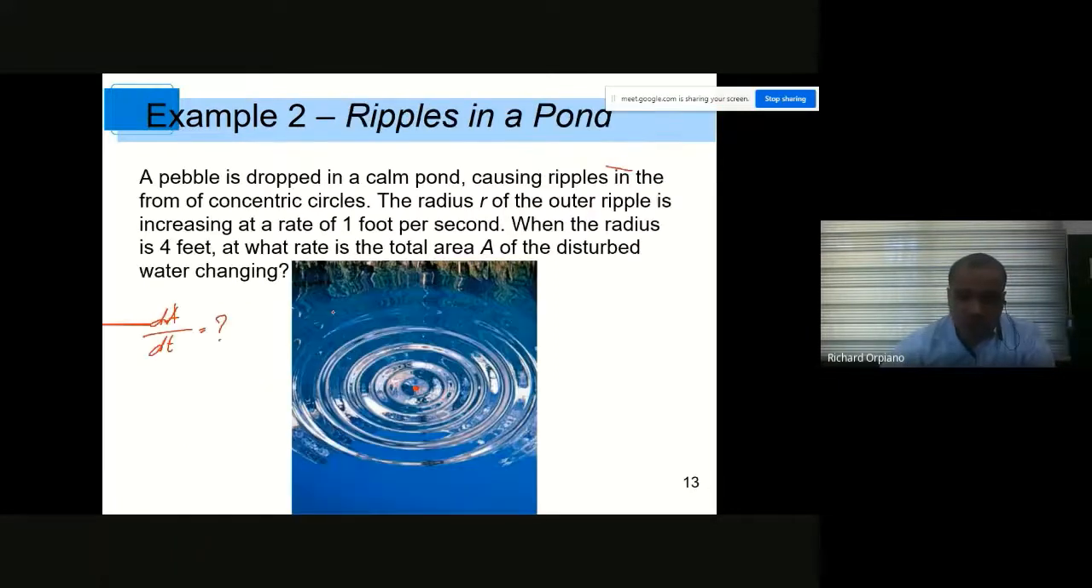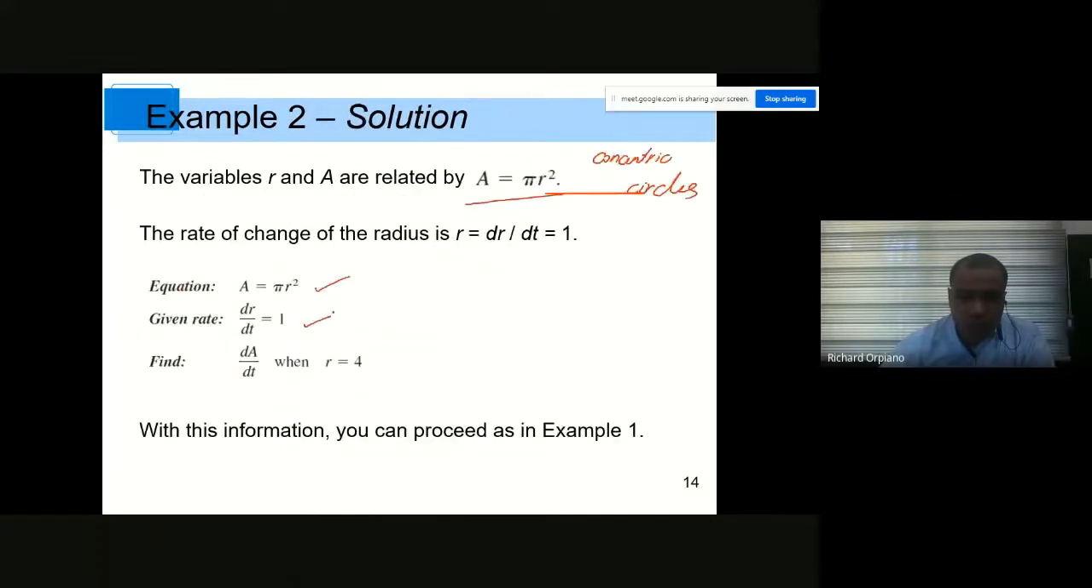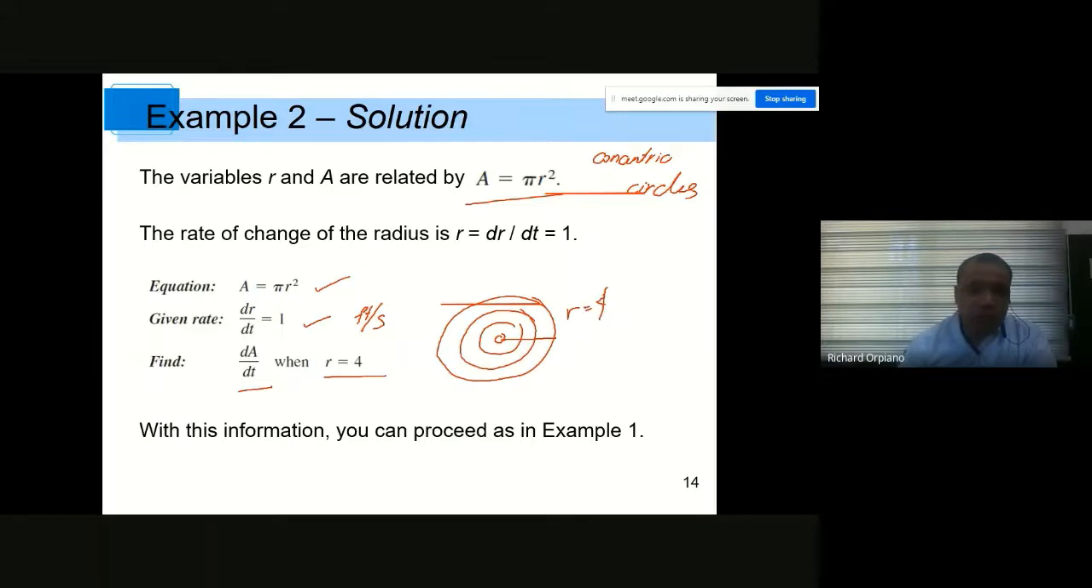What is the unit? 1 is 1 foot per second. So we will try to find dA/dt when the radius is 4. From the concentric circles, when the radius reaches 4, what is the rate of change of the area?